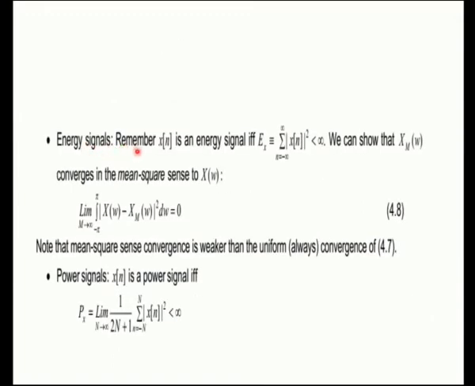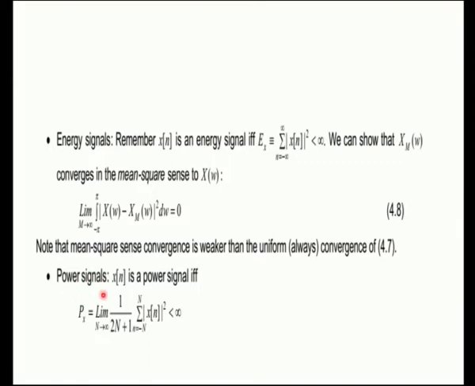The second one is the energy signal. Here x of n is an energy signal if and only if E of x, equal to the summation of n equal to minus infinity to plus infinity of the magnitude of x of n squared, is less than infinity. Then we can show that X m of omega converges in the mean square sense to X of omega. With this, the energy is also less than infinity. Mean square convergence is weaker than uniform convergence.